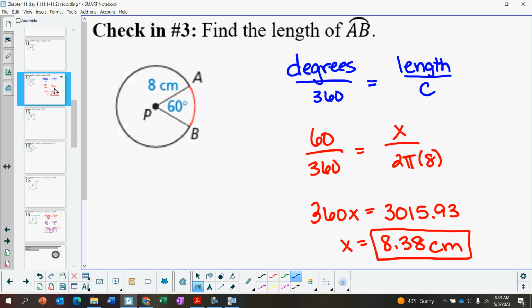All right, so the degrees were 60 over 360 equals x over, and I'm given the radius, so I'm using 2 pi r, so that's 2 pi 8. So cross multiply, we get 360x equals 3,015.93. Dividing by 360, we get about 8.38 centimeters.